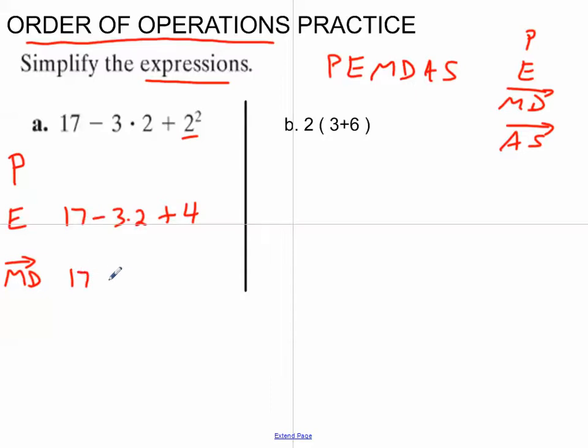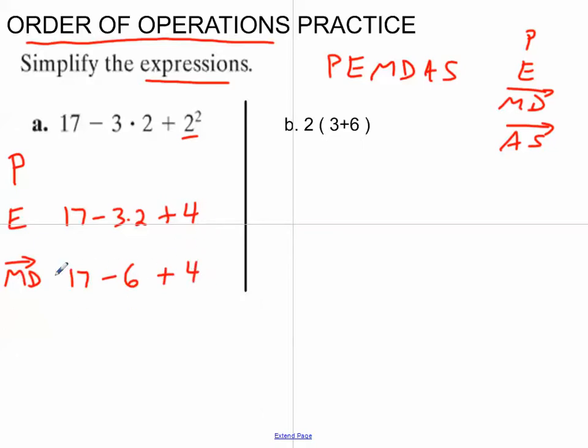17 did not change, minus 3 times 2 did change. So 3 times 2 is 6, because again we're doing multiplication and division, clearing that out or simplifying that, evaluating that. Plus 4 did not change, so that didn't change because it's addition there.